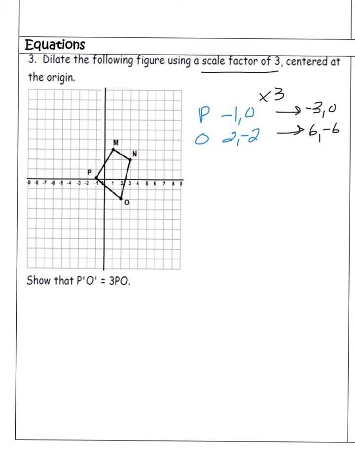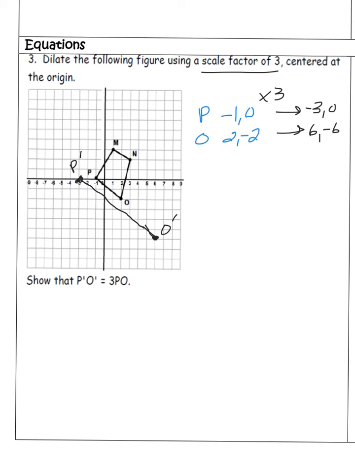And now I just need to plot my points. So here's P prime. And O prime is at 6, negative 6. That's about right here. Connect my dots. Okay. And yours, again, should look better because you can have a ruler. It's kind of difficult to make a straight line on the iPad.